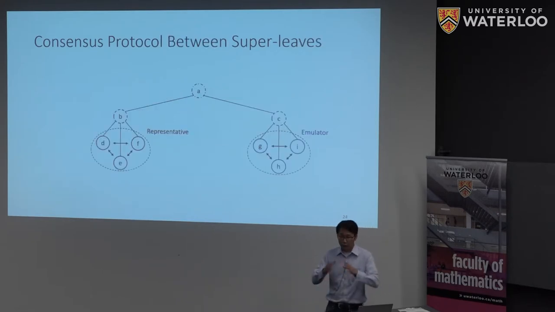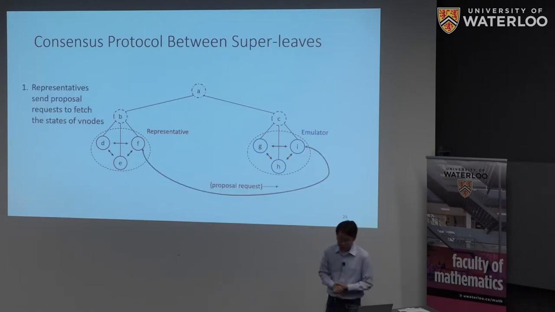All right, so now we want to perform consensus across the superleaves. And the way this works is that each of these superleaves with their height 1 vnodes will elect a representative. That representative's job is to go to other height 1 vnodes, or other vnodes of the same height, and fetch state from those vnodes. So in this case, vnode B has elected node F as the representative, and F is going to fetch the state of vnode C from node I. Node I is an emulator for vnode C, which means that it has the state of vnode C. In this case, G and H are also emulators of vnode C.